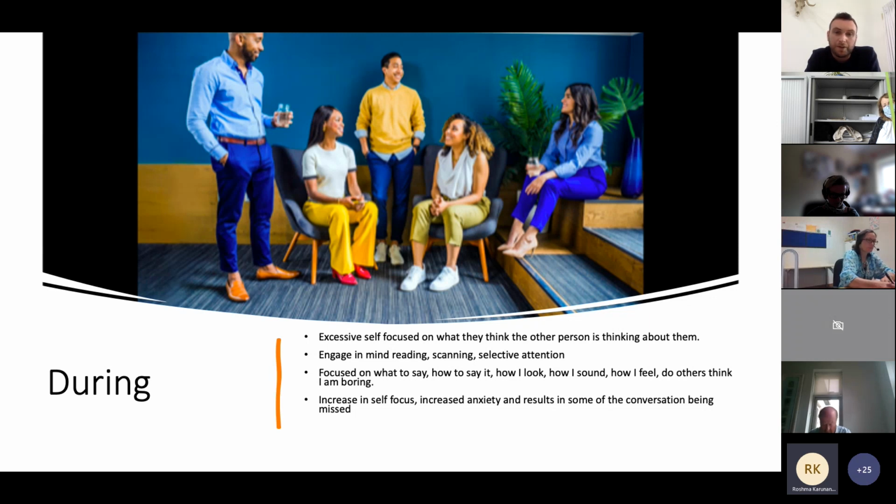People often become focused on certain things: what I say, how I say it, how I look, how I sound, how I feel. Do other people think that I'm boring? With all of this internal analysis going on, it's very hard to listen to what the person is saying, and they often miss certain things. Or else what might happen in certain situations is a person might come in with a stockpile of different phrases or jokes, and then they land them at the wrong time, and it's not really appropriate, or the conversation has moved on.